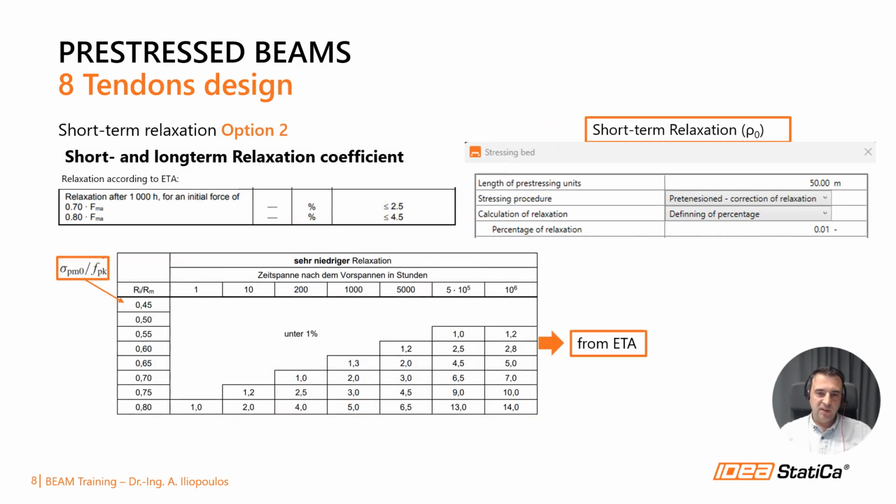The second option is called defining of percentage. This is much simpler. It means we just input the percentage of relaxation. We can usually find this value in the technical approval of the prestressing system. Usually this value is somewhere between 1% or 1.5%.